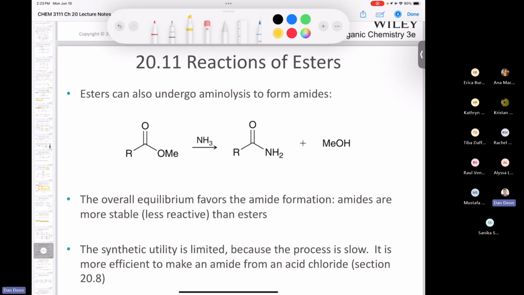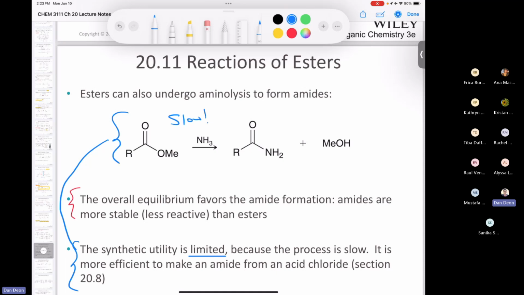So follow along with me. It says the overall equilibrium favors the amide. Why? Because amides are more stable. They're less reactive than esters. It says here, though, that the synthetic utility of this reaction is limited. This reaction is actually extremely slow. So we'll put here: very slow reaction.